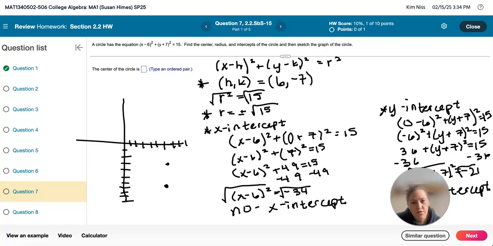We do the same in each direction, 1, 2, 3. Okay, so our circle, more or less, oof, very rough. Let me try to do that again. So it's going to look something like this. That's our circle.